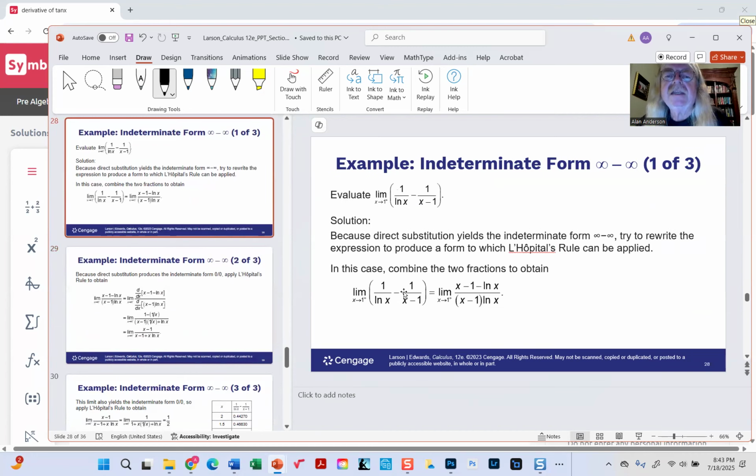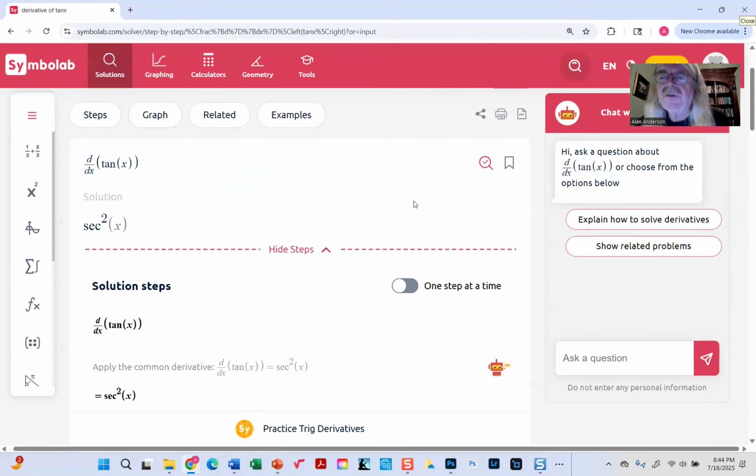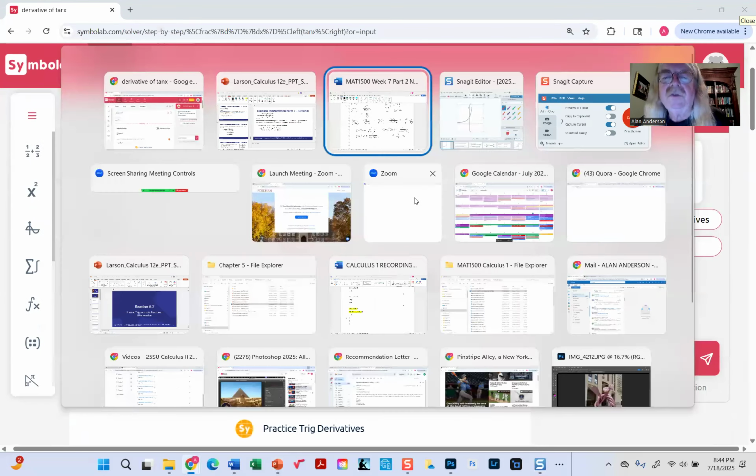Now it looks like in this case, what they're going to actually have us do, we haven't seen this before. Direct substitution leads to 1 over 0 minus 1 over 0, or infinity minus infinity. So they're going to literally have us combine these two fractions first to see if we can put it into the proper indeterminate form, 0 over 0 or infinity over infinity.